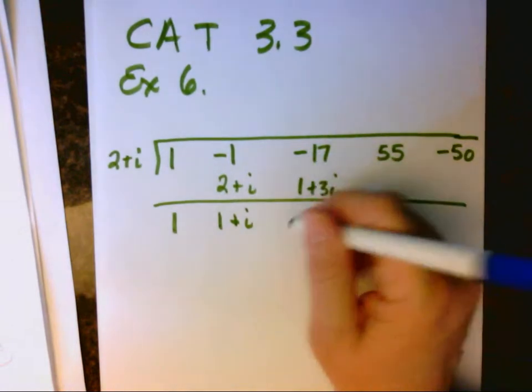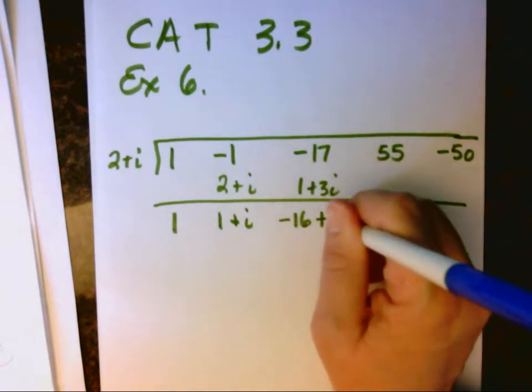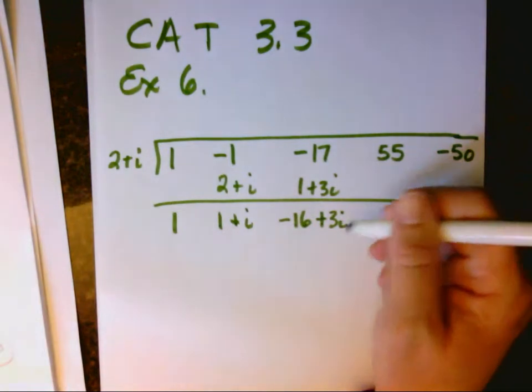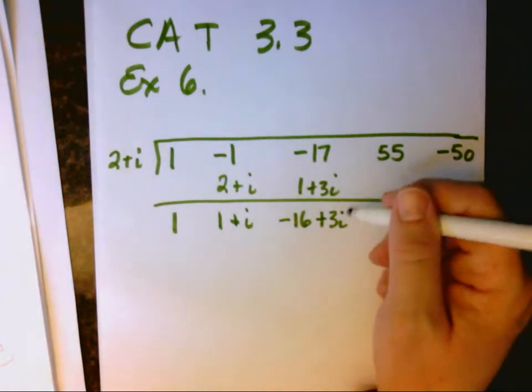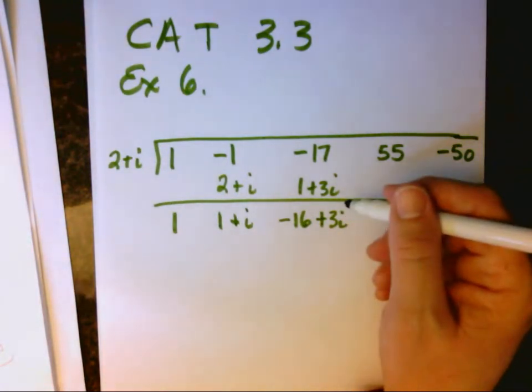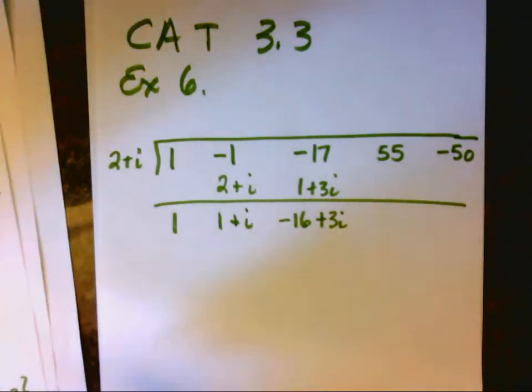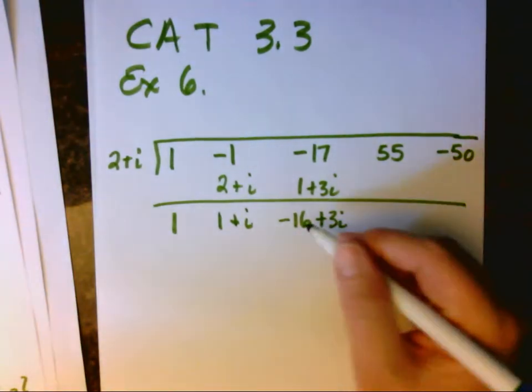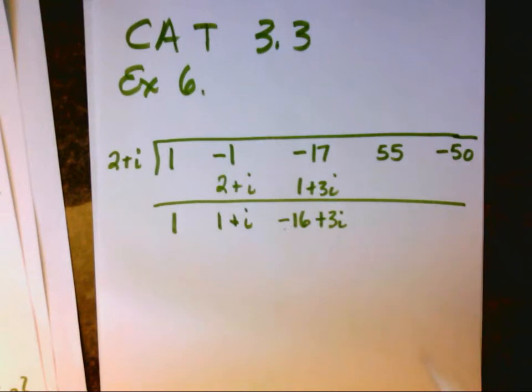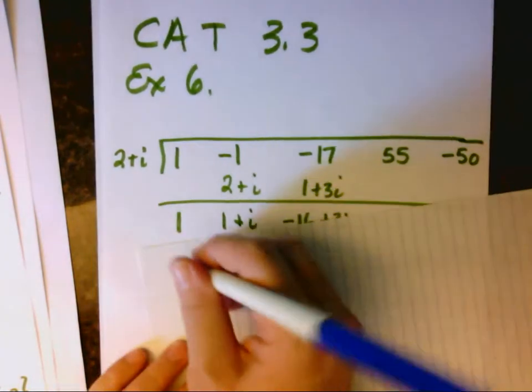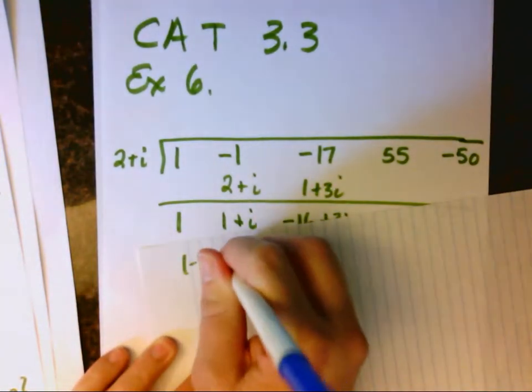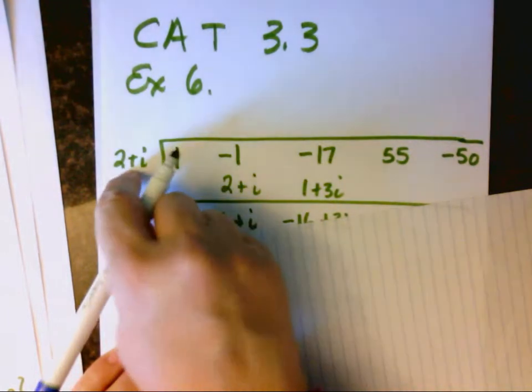Add this together. That gives me a negative 16 plus 3i. Just add the real parts together and the complex together. But there's only one complex. Okay, and now we are going to take negative 16 plus 3i, and multiply it by the 2 plus i.